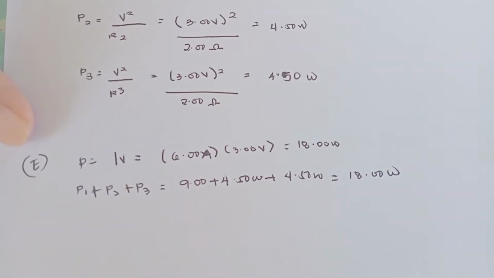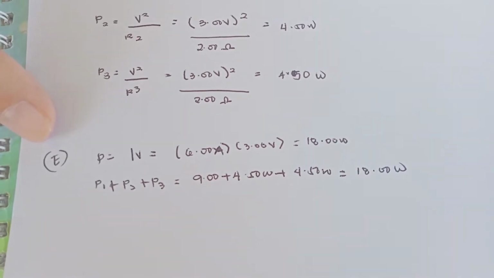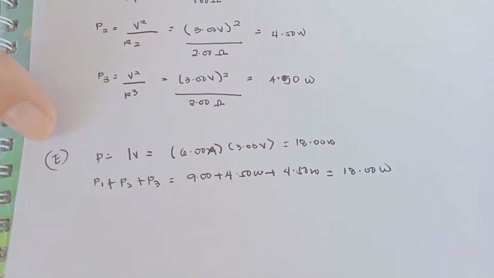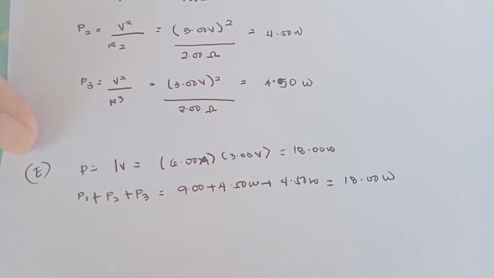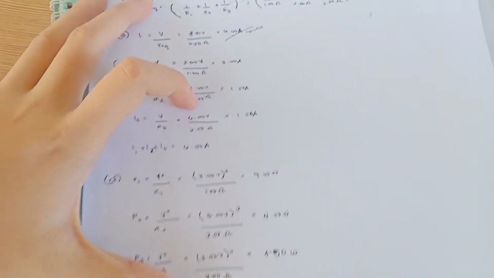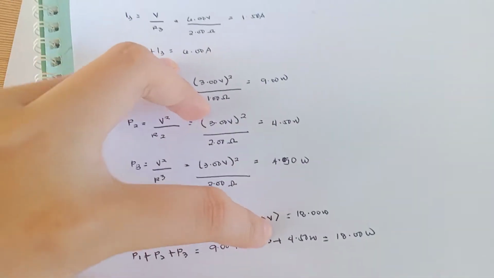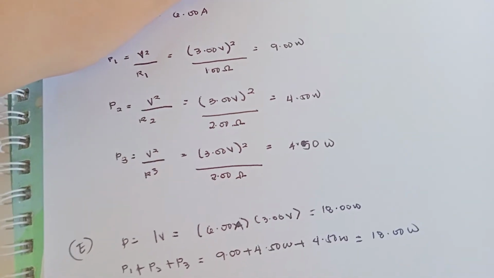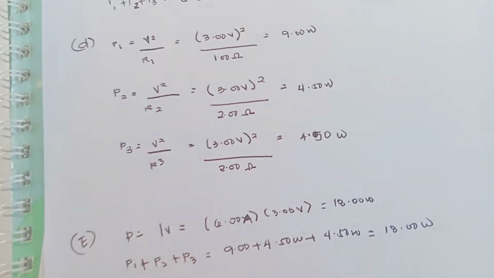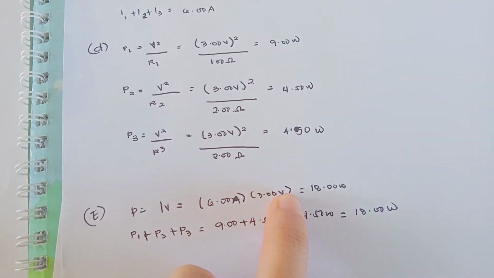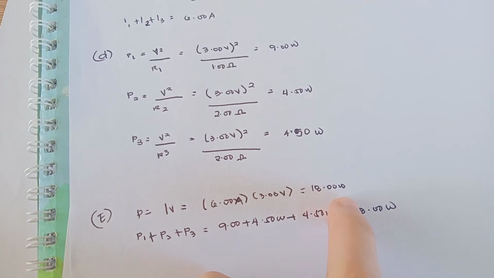And for E, what we are looking for is the power of output of the source, to show that it equals the total power dissipated by the resistors. So P equals I times V, which equals 6 A. The 6 A is from the equation in letter B. And for V, the parallel connection is attached to the voltage source, which is 3.00. So we arrive at the answer of 18.00 W.